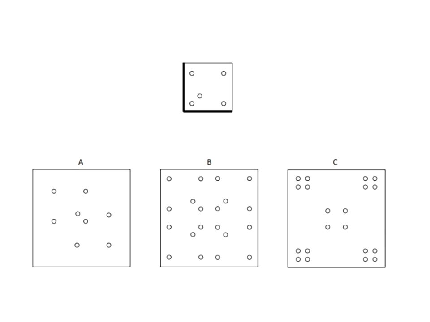Okay, so let's try one more of these. Again, this paper is folded in half vertically and then half again horizontally. And you can see the holes that are punched through.